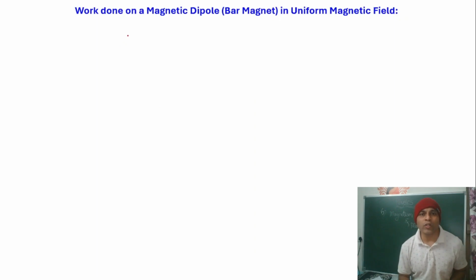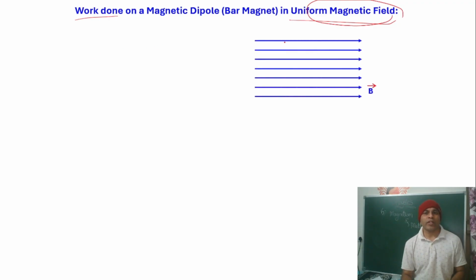Now, work done on a magnetic dipole. We calculated torque, intensity, magnetic field and magnetic force, so now we come to the work done on a magnetic dipole, the bar magnet, in a uniform magnetic field. Again we have a uniform magnetic field and a rod placed at angle theta 1. The magnetic forces mB are applied in opposite directions.